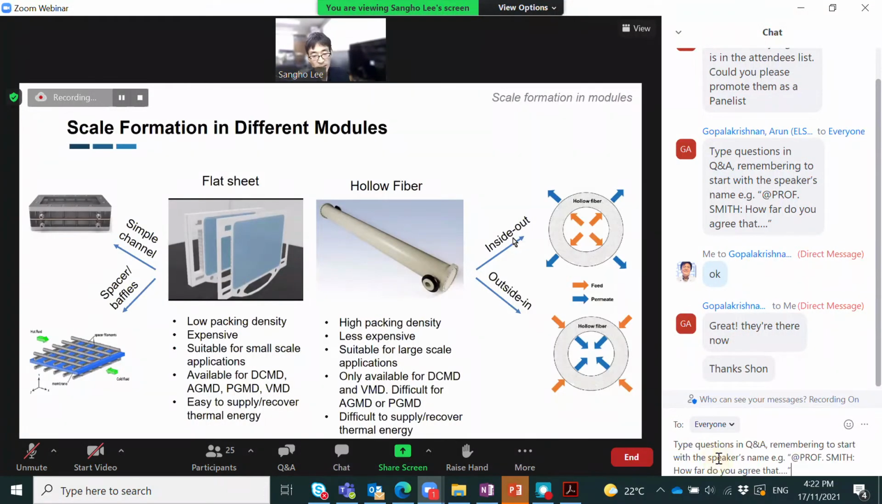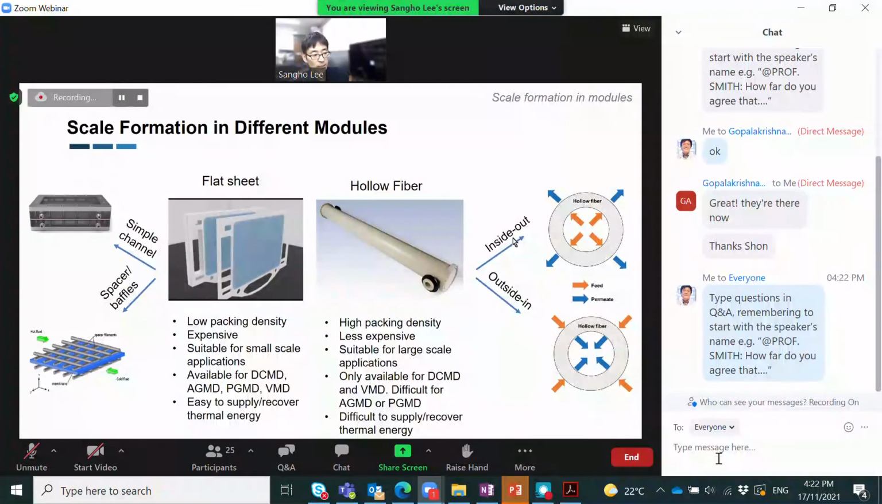So let's talk about the second part, which is about the module. When we talk about membrane distillation modules, there are two types. One of them is flat sheet or spiral wound. The flat sheet type also includes the spiral wound membrane modules. And the other type is hollow fiber.